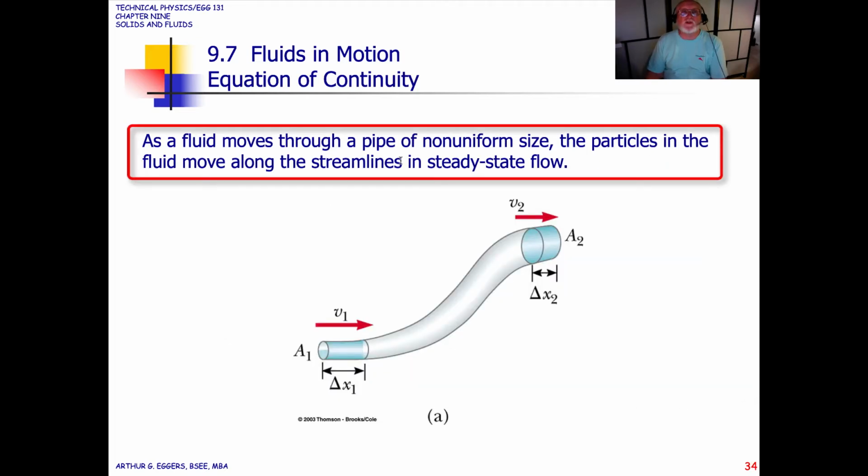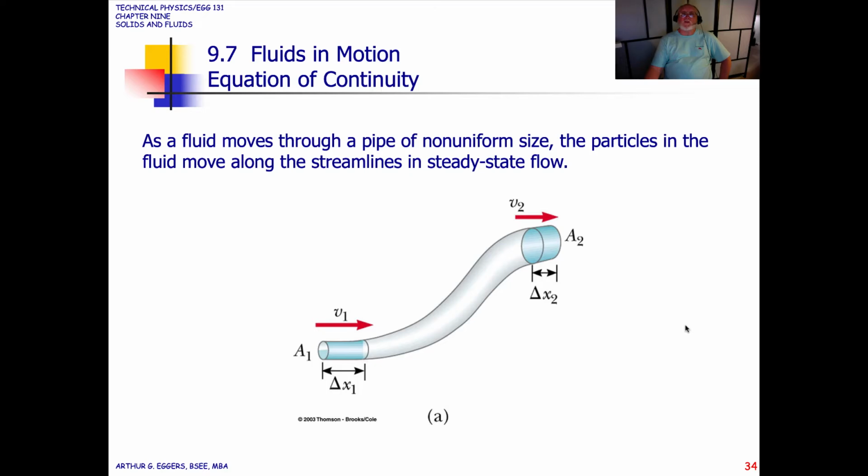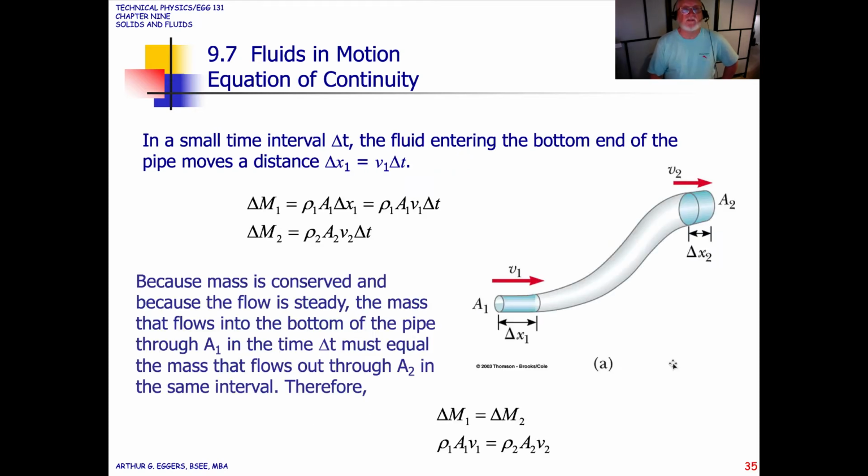As a fluid moves through a pipe of non-uniform size, the particles in the fluid move along the streamlines in a steady state flow. So we can see here as we lay out this diagram, we've got some cross-sectional area 1, cross-sectional area 2 at the exit. We've got some velocity 1 at the entrance, velocity 2 at the exit. We've got some distance that the fluid moves and some distance that the fluid moves. Okay, so as the fluid moves through the pipe of non-uniform size, the particles in the fluid move along the streamlines in a steady flow.